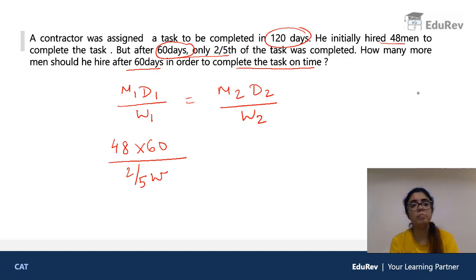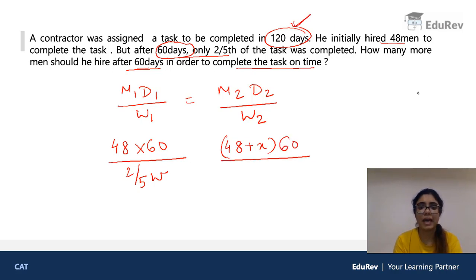Now how many more men should be hired? Let's say X more men should be hired. So the total men will be 48 plus X. They are supposed to complete the work in the remaining days. Now how many remaining days are there? 60 days are over, 60 days are remaining, because the total days are 120. So 60 days are remaining and they have to complete the remaining work. 2/5 of the work is done, 3/5 of the work remains.